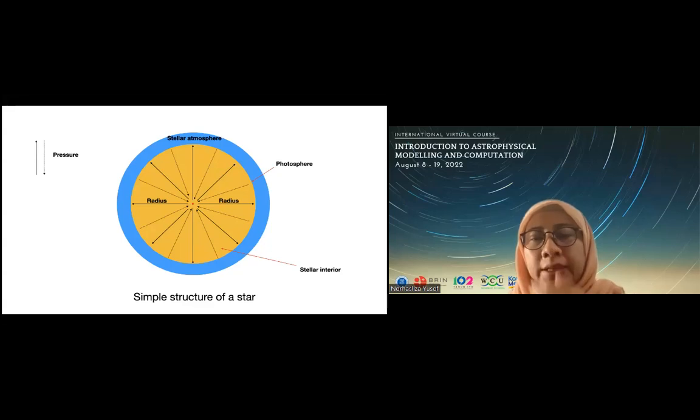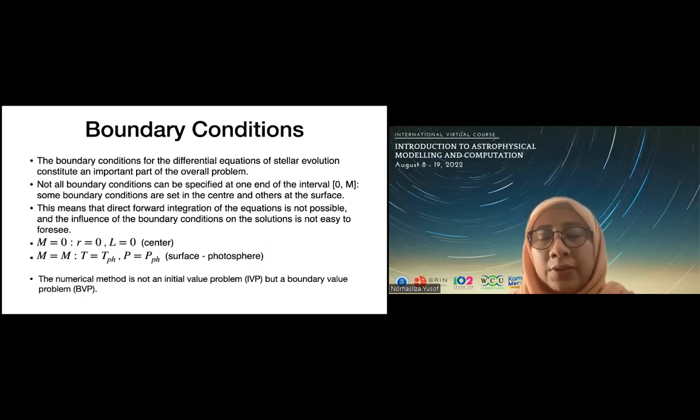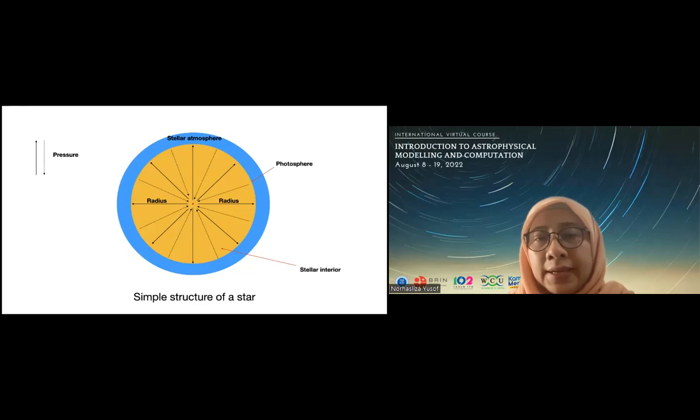The yellow one is your stellar interior, and the blue one here is the stellar atmosphere. From here is the chromosphere and so on. We don't solve the blue one; we solve purely the yellow one. Here you can see the center, which is the starting point before we solve everything. And at this particular boundary, the photosphere, the value is located exactly at this point.